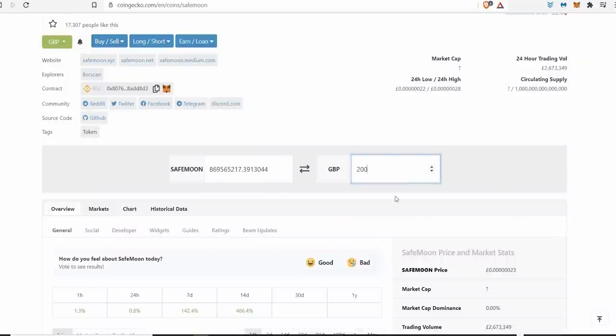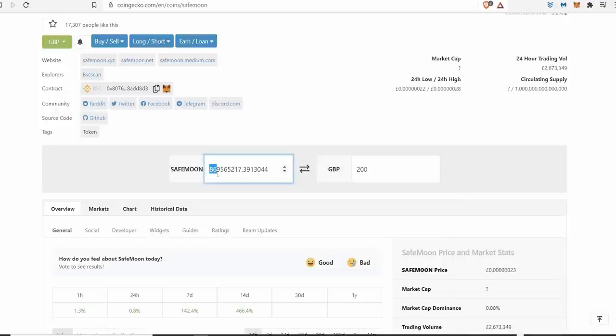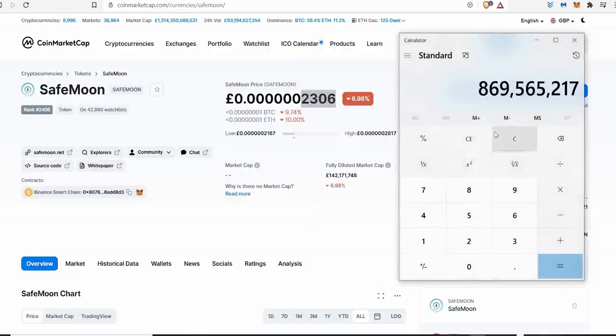But yeah, if you invested £200, which, by the way, let me show you in dollars. £200 in dollars is $275.59. You would get 869,565,217 tokens, right? Let's copy this, because if it did 100x and went to the price I said, 0.00002306, you basically take your coins, that 869 million, times it by 0.00002306. I'm going to be precise, because this is what we're talking about.